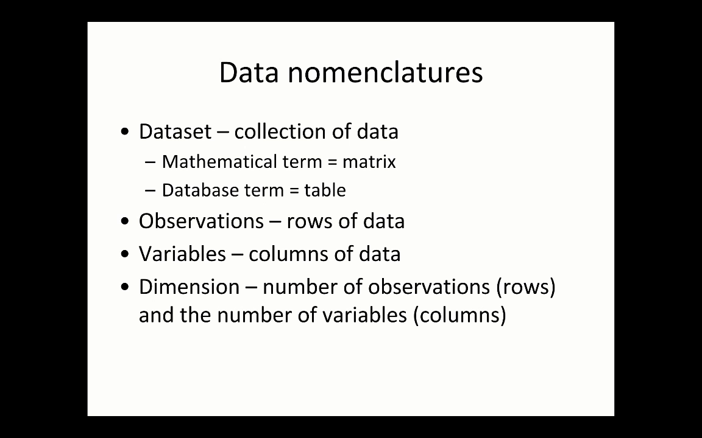Data mining has some terminologies you should understand. A data set is a collection of data. Oftentimes a data set will have multiple columns and many rows. In mathematical terms, this is referred to as a matrix. In database terms, this would be referred to as a table. The observations make up the rows of the data, while the variables make up the columns. The dimension of a data set is the number of observations or rows by the number of variables or columns.